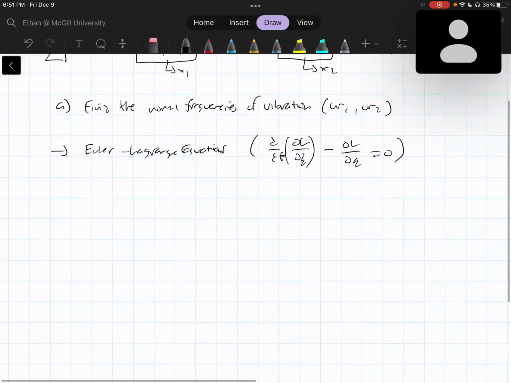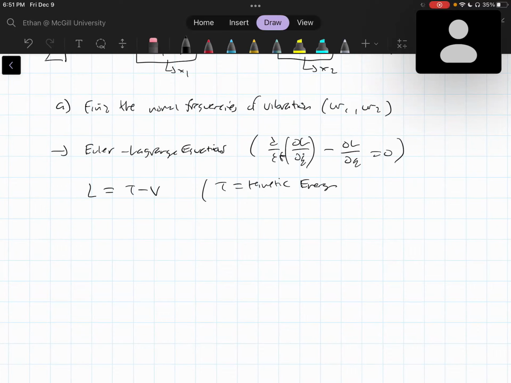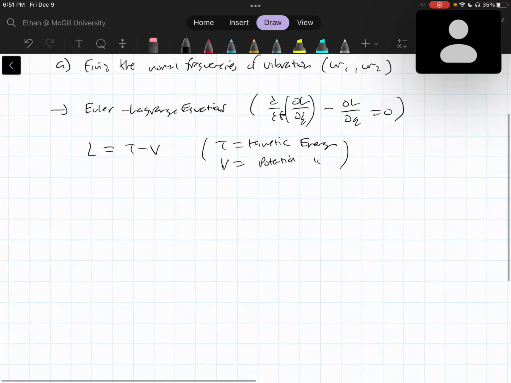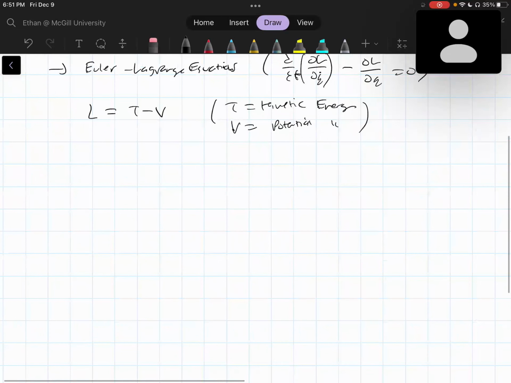We need to clearly find what L is, which is the Lagrangian. We can express the Lagrangian as L is equal to T minus V, the difference between the kinetic and potential energy of the system. So to find L, we need to find T and V.